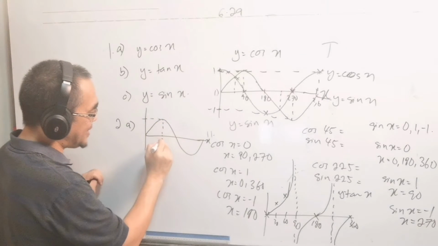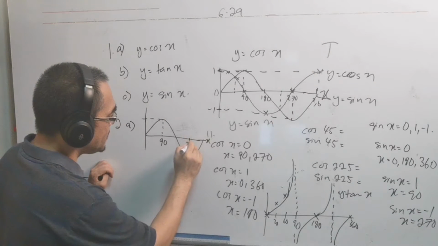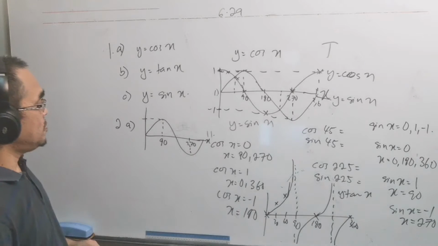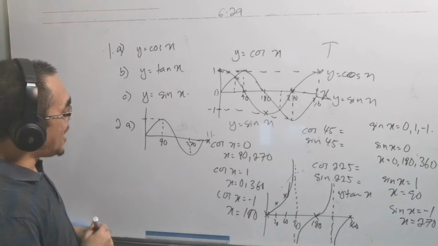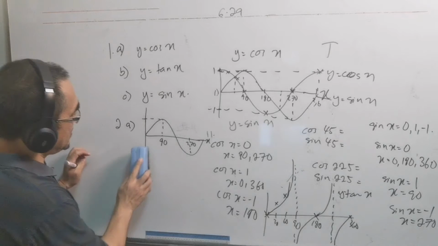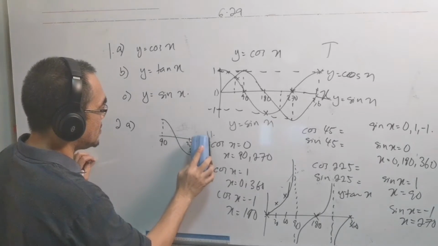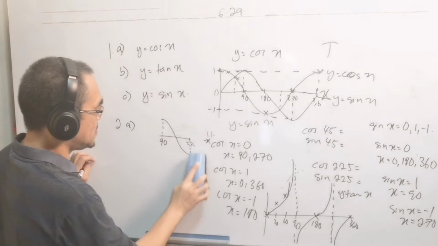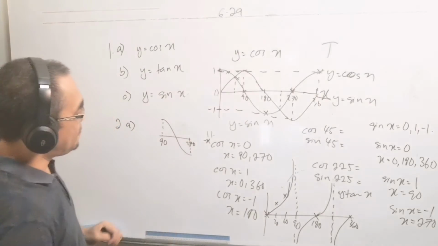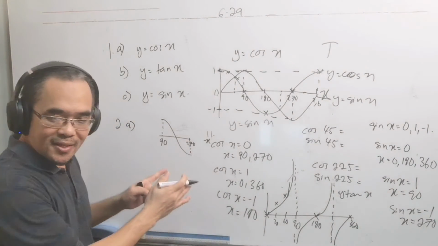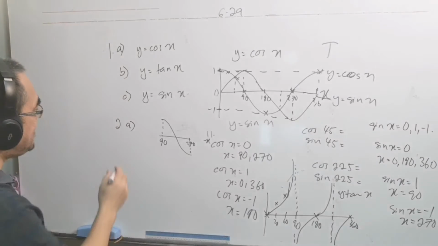So because I know here is 90 degrees and 270 is here, then I'll just erase whatever I do not need. Because actually I find it more difficult to just draw part of it. I remember the whole thing, then I cut.